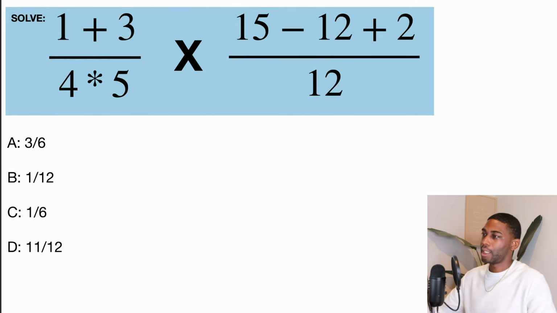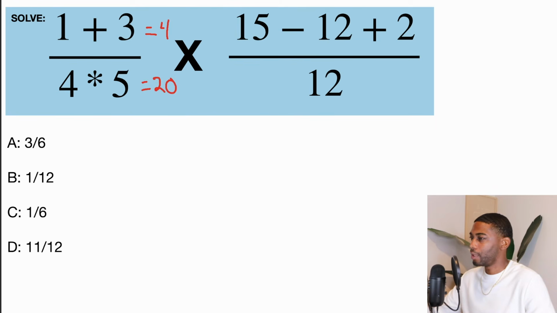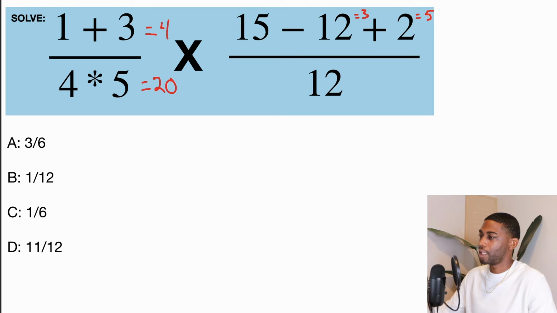Golly. So let's take this step by step. All right. Don't panic. Don't panic at all. Let's just do this step by step. We know that 1 plus 3 equals 4. We know that 4 times 5 equals 20. All right. This 12 will stay the same. And now let's just see on this side what we have. 15 minus 12 gives us 3. 3 plus 2 gives us 5. 5, and then the 12 stays the same on that side.